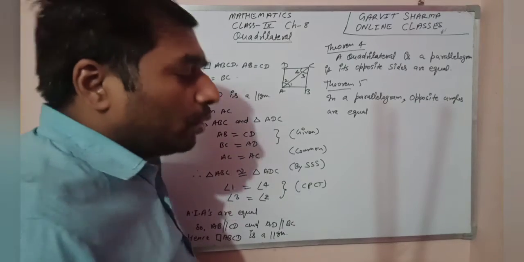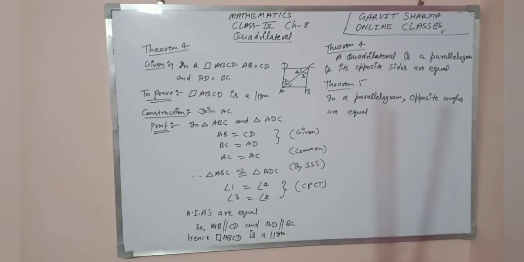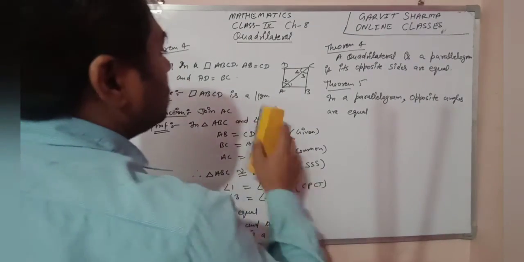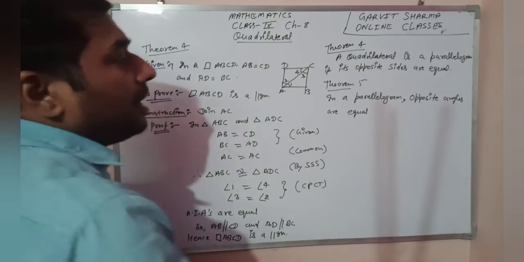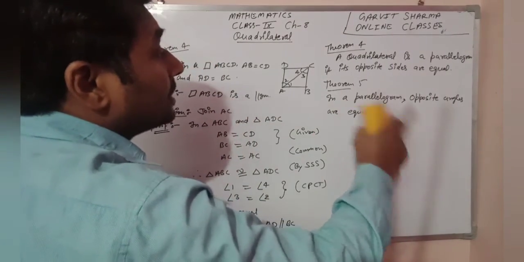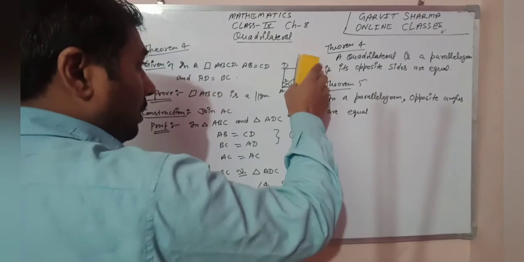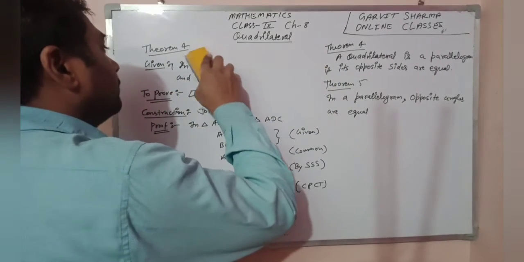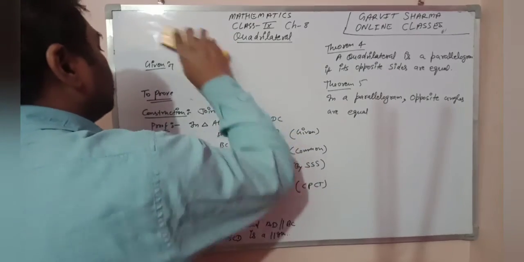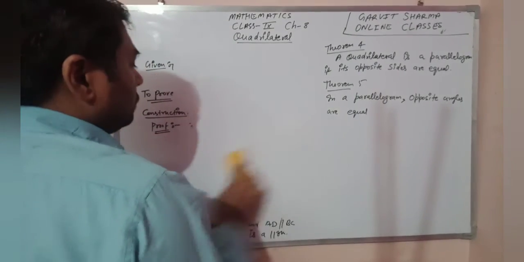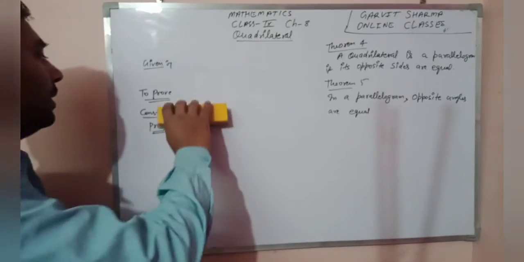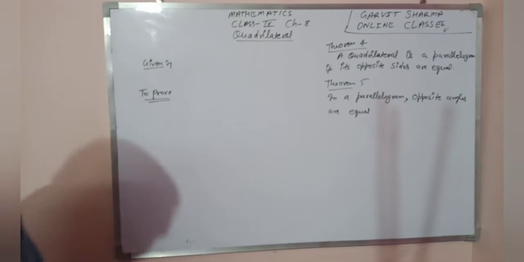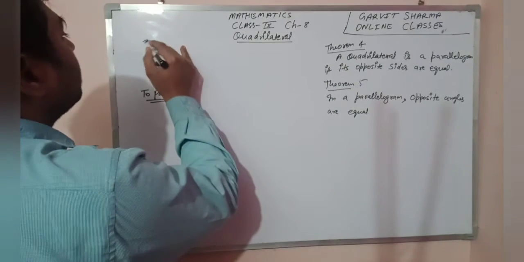Now we will prove theorem 5. In a parallelogram, opposite angles are equal. We have to prove that in a parallelogram, opposite angles are equal. Let's take theorem 5. Here there is no construction. Theorem 5.